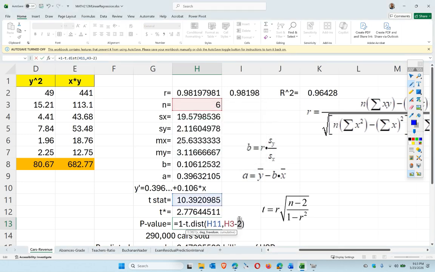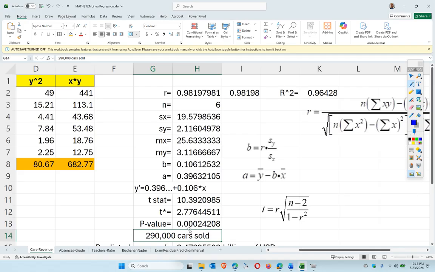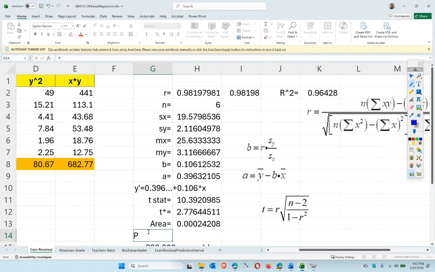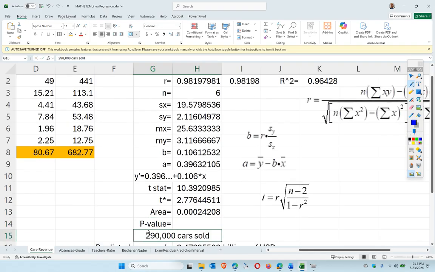Oh, what did I do? Oh, I didn't put the true for the cumulative area. So that's 0.00002. But that's actually, let's label this as the area. And then we'll move this down again, insert, and we'll put p value. Okay, so if I double this, 2 times that, I'm going to get the p value.